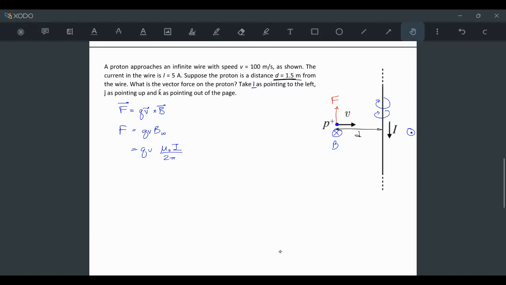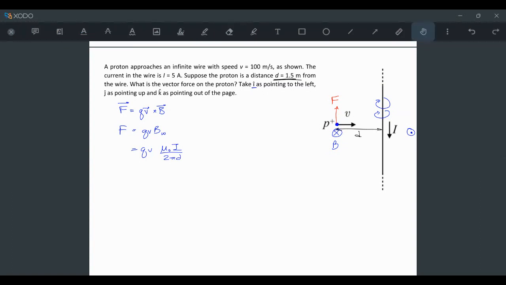So the magnetic field is mu naught I over 2 pi d. And we know our charge is positive e. So our final answer is the elementary charge, e, times v times mu naught times I divided by 2 pi d. If we want to write this as a vector like we were told to, we know that this points upwards, and the details of the problem told us that k hat is pointing out of the page. So we don't want that, we want j hat pointing up. So that is our final answer.